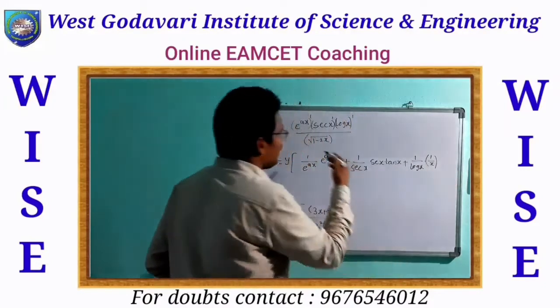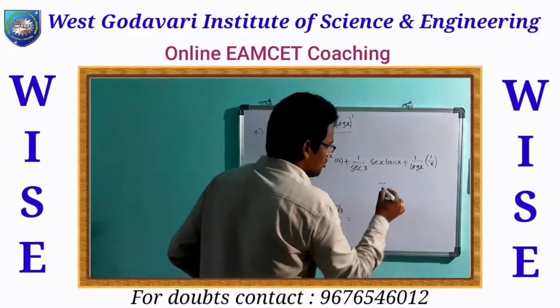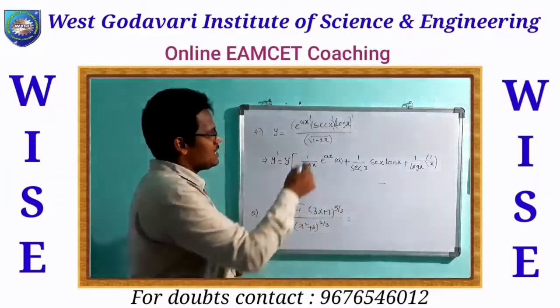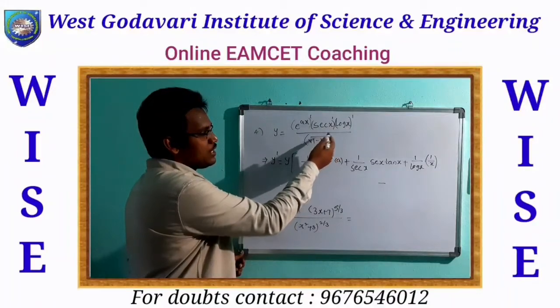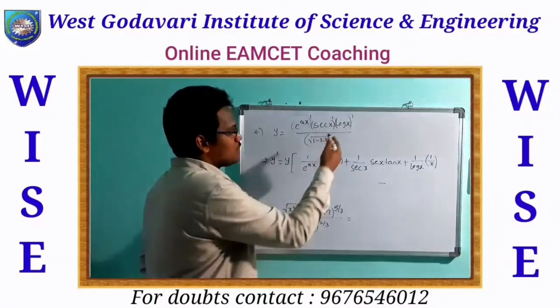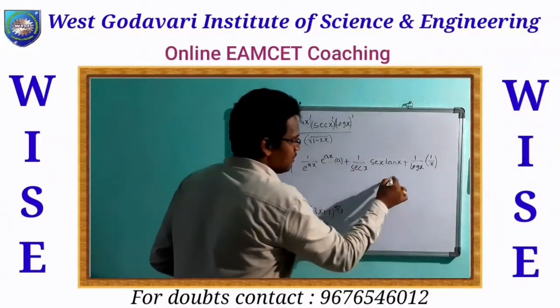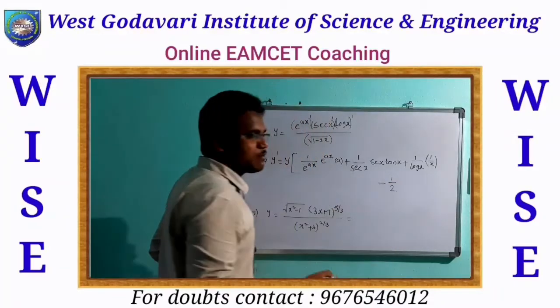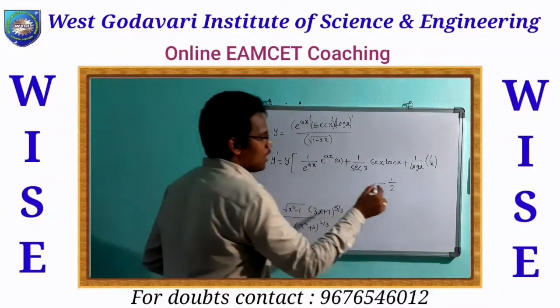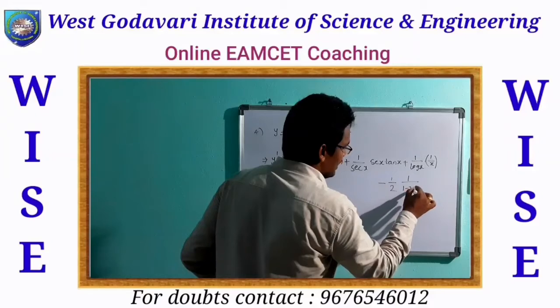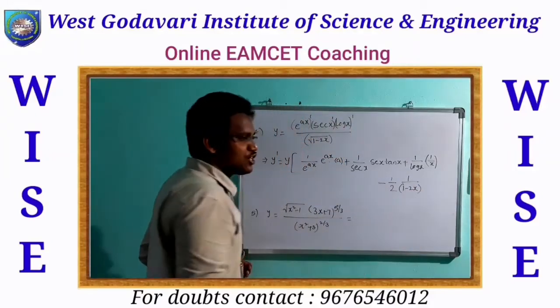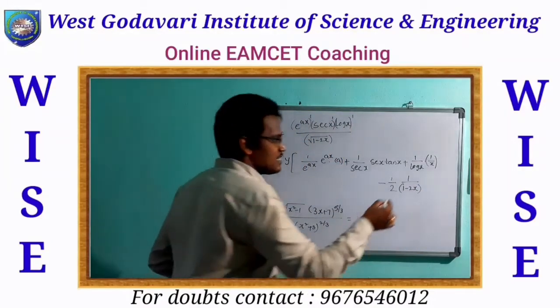Now go to the denominator side. The denominator is to be mentioned with a minus. Minus, whole to the power of 1 by 2. Square root is written as whole to the power of 1 by 2. So the power value is 1 by 2. That's why the coefficient is minus 1 by 2. So 1 by 1 minus 2x, this is the function value, and differentiation of 1 minus 2x is minus 2.